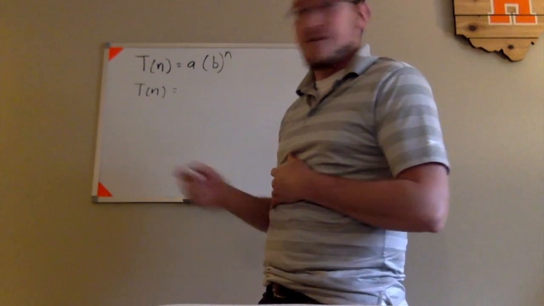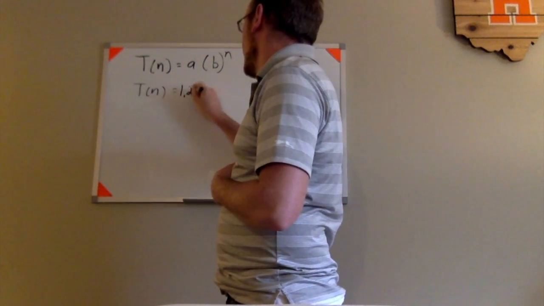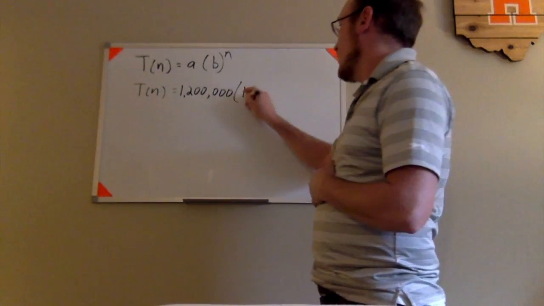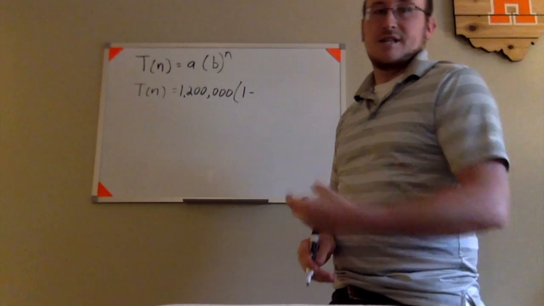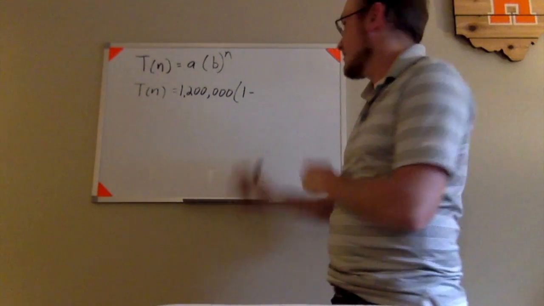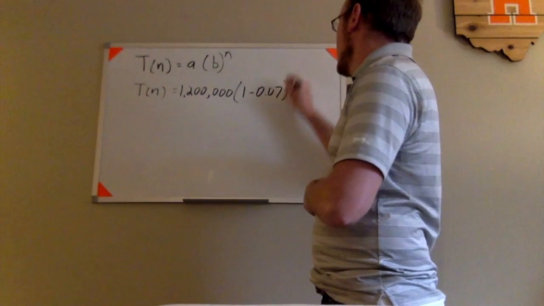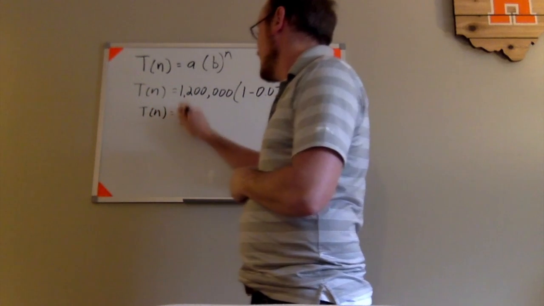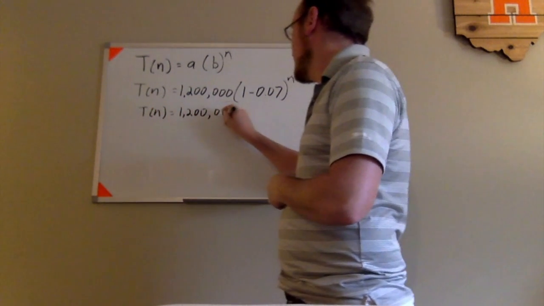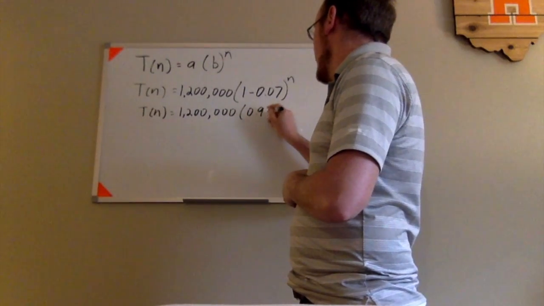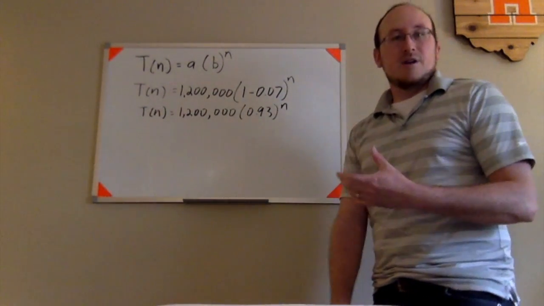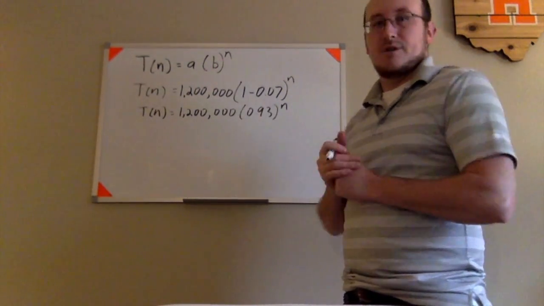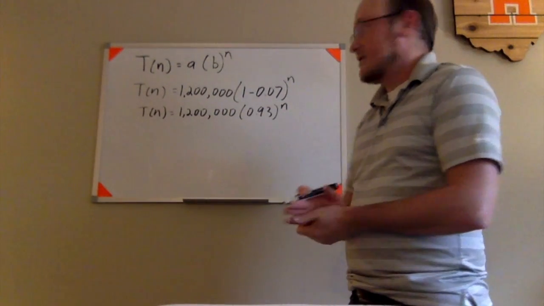We know our initial value of 1,200,000. Our decay factor should be 1 minus our percent decay as a decimal. 7% decay would be 0.07, to the n. Simplifying that a bit, I have the function T of n equals 1,200,000 times 0.93 to the n. So there I've created a function to model the number of trees remaining in any given year with this percent decay outlined in this question.